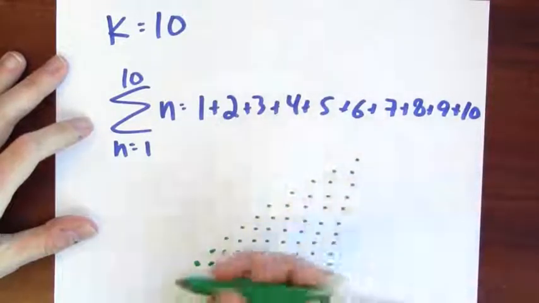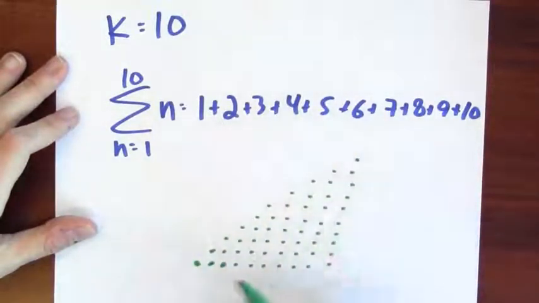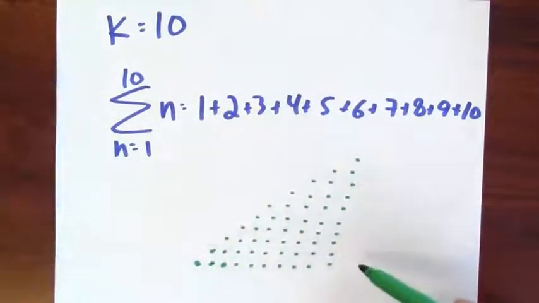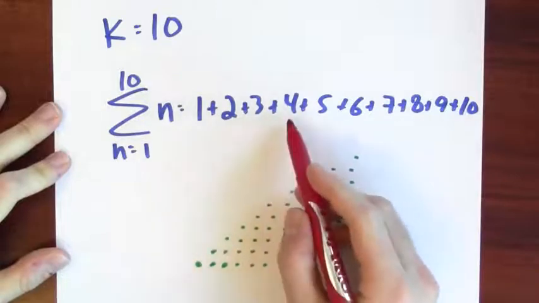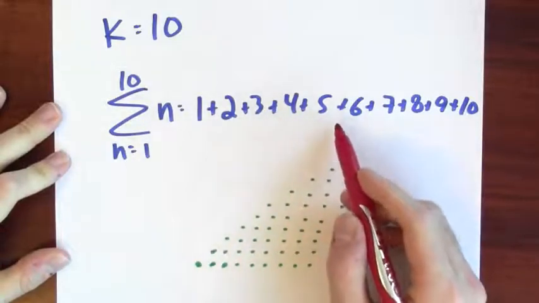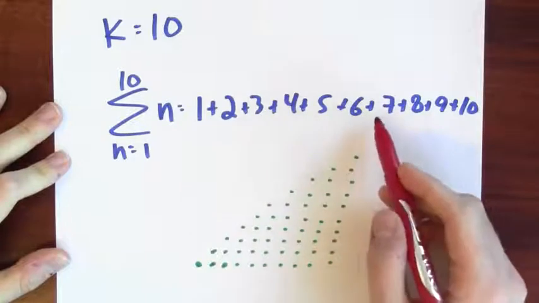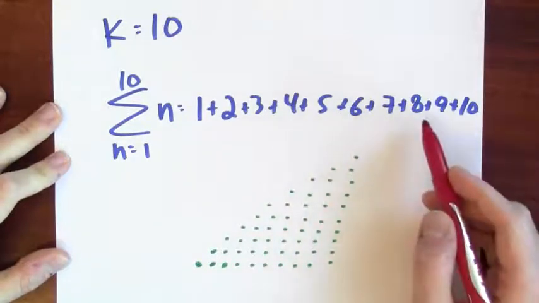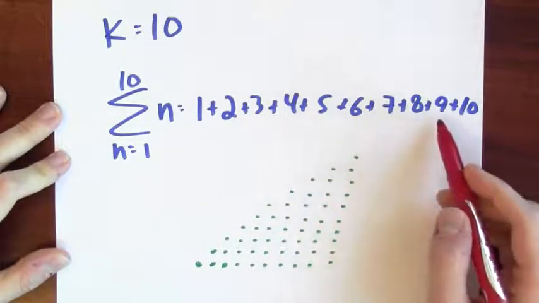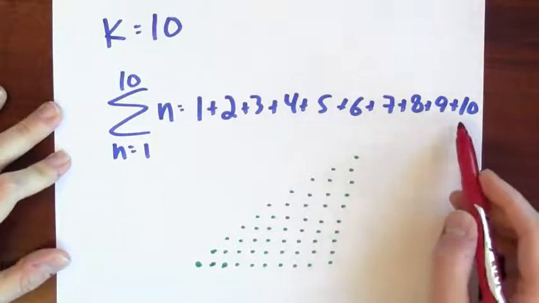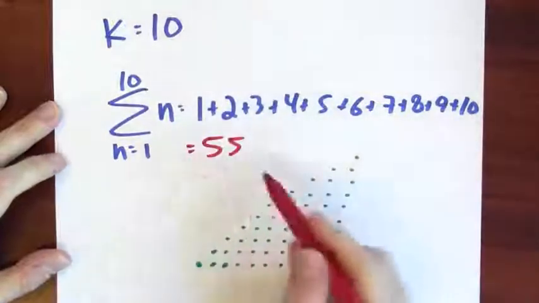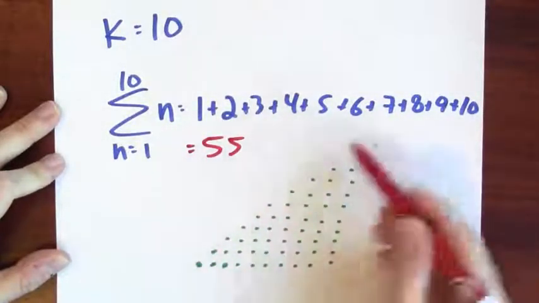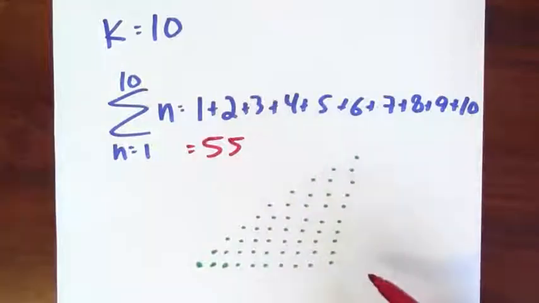Okay, so I've got this triangle, and this sum is just the number of dots in this triangle. Now I just count those dots, or just add those numbers up. 1 plus 2 is 3, 3 plus 3 is 6, 6 plus 4 is 10, 10 plus 5 is 15, 15 plus 6 is 21, 21 plus 7 is 28, 28 plus 8 is 36, 36 plus 9 is 45, and 45 plus 10 is 55. So the sum of the first 10 whole numbers is 55, and I drew 55 dots to make this triangle.